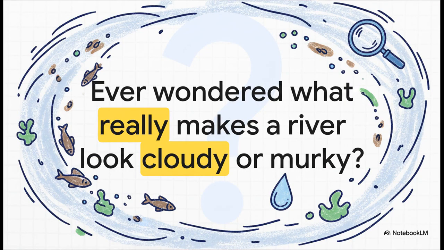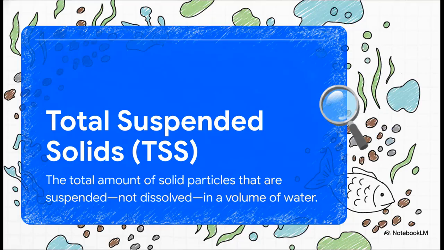Yeah, it seems like a pretty simple question, right? And sure, dirt is definitely part of the answer, but it's nowhere near the whole story. The scientific term for what's really going on is a super important indicator of how healthy, or how unhealthy, our water really is. And that term is total suspended solids, or TSS for short. Now, the most important word there is suspended. This isn't like sugar dissolving in your tea. This is more like dust floating in a sunbeam. We're talking about actual physical particles that are just hanging out in the water, too light to sink.